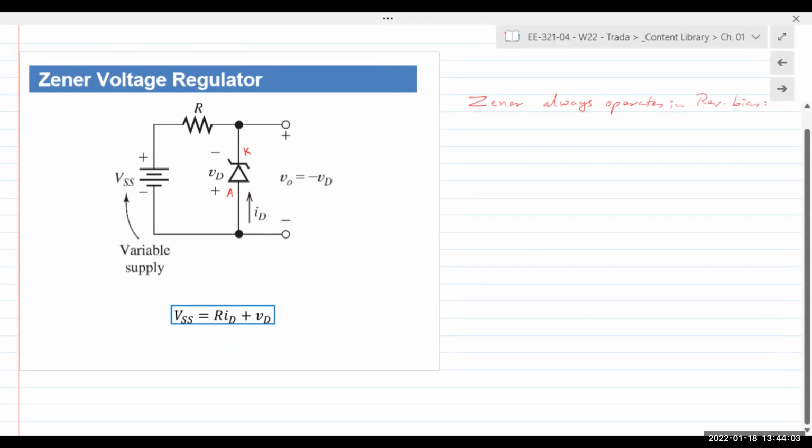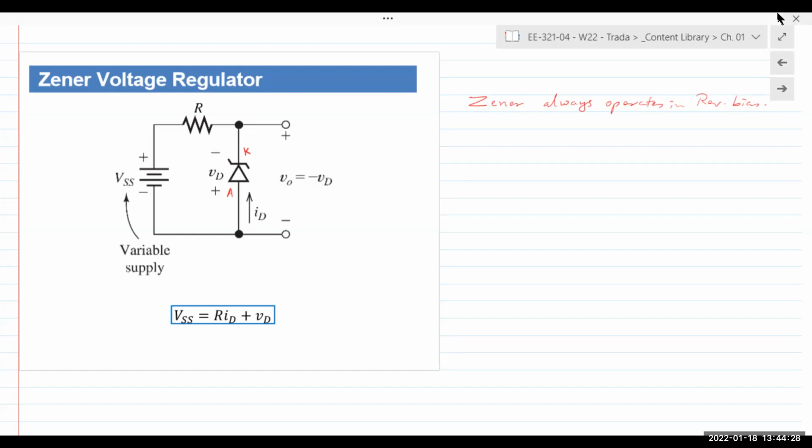Always in reverse bias. And so for that reason, the reference for the voltage will always have a minus sign in front of it. So even though we state this is, let's say, a 6-volt Zener, if we perform mathematical analysis to balance out our equations, that Zener voltage will have a negative sign in front of it. So minus 6 volts, right?